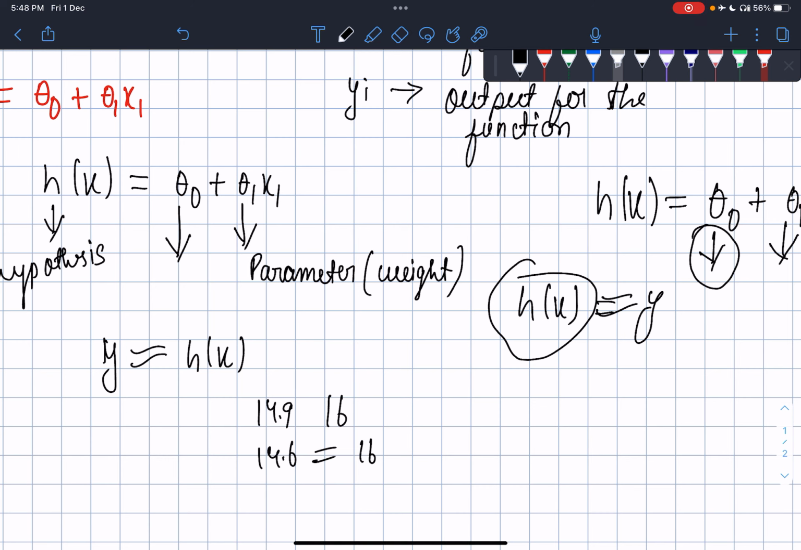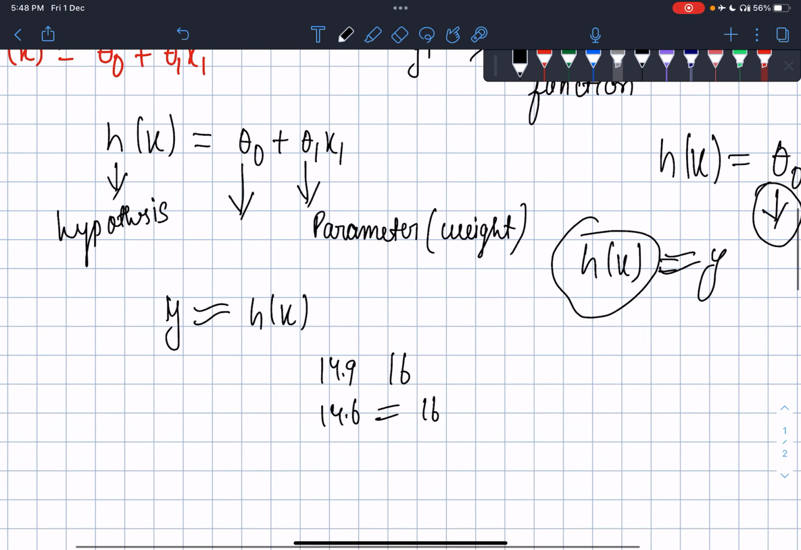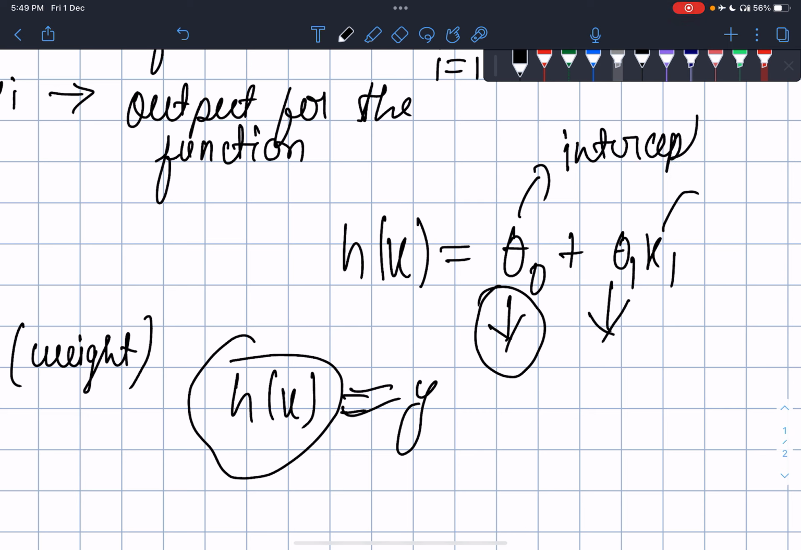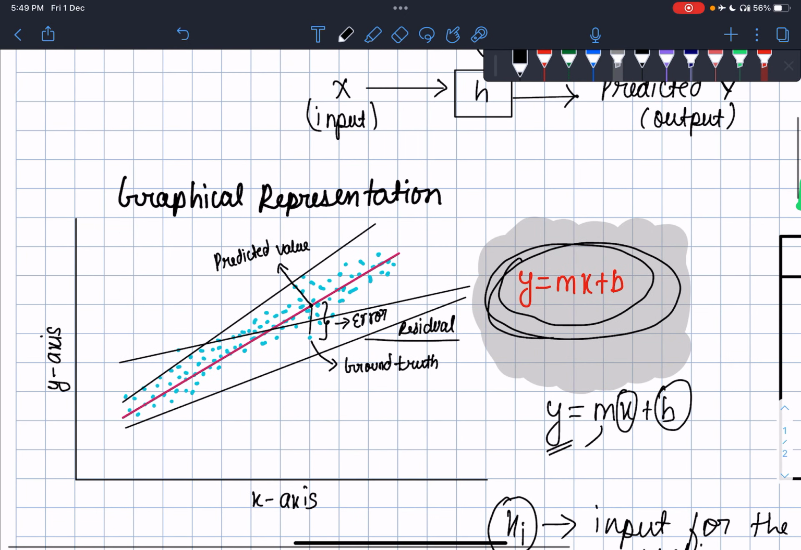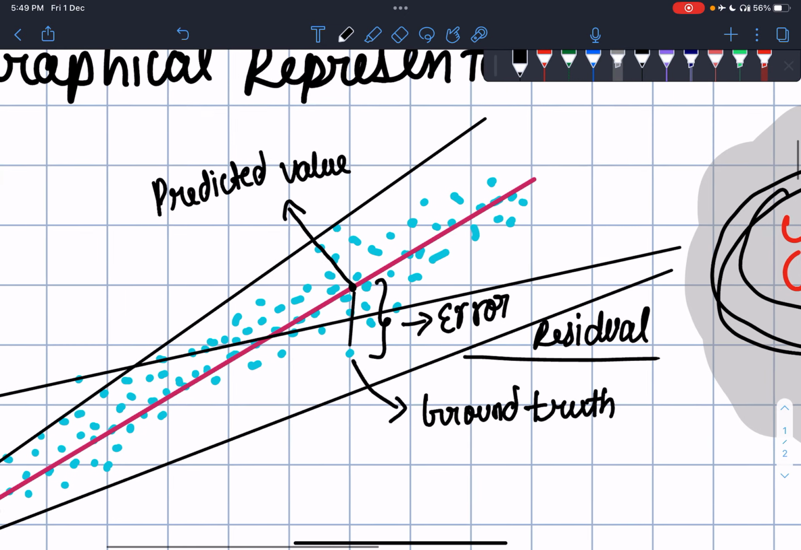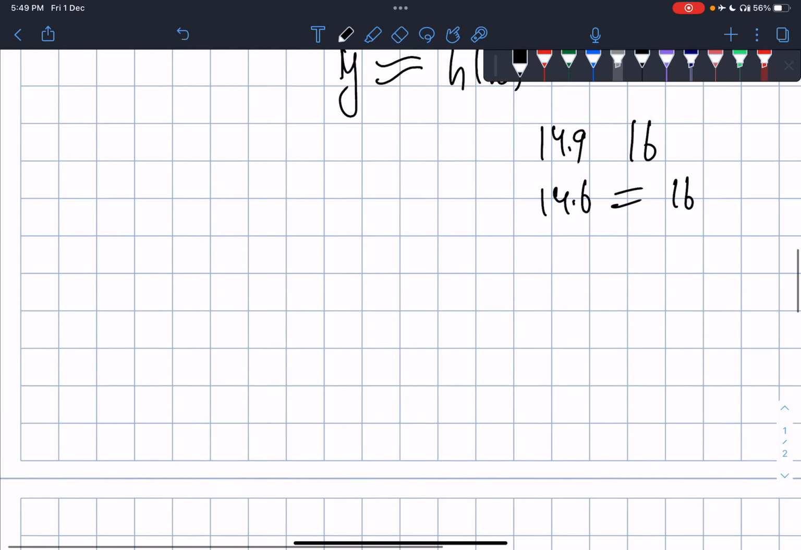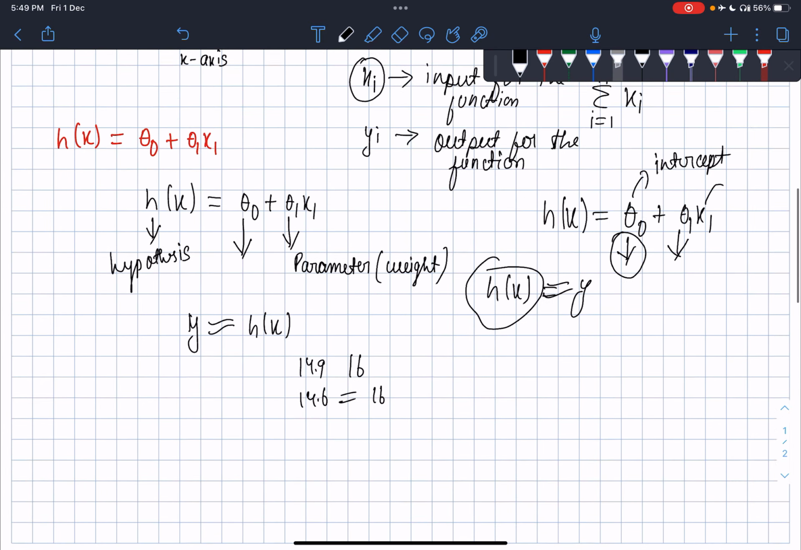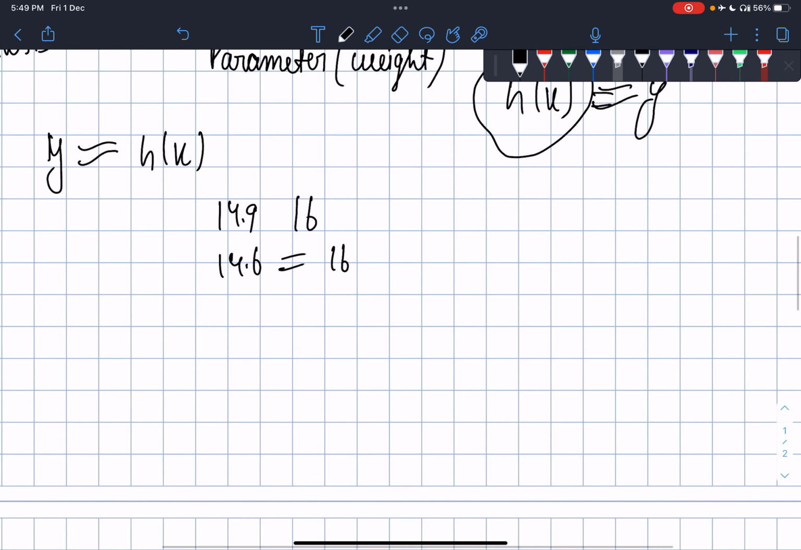Now you have to measure also. This coefficient in this equation we also call the intercept, and we call it the weight. Now you have some error. As we have seen earlier, we have to consider the error, because if you don't consider the error then you'll have a very bad model.